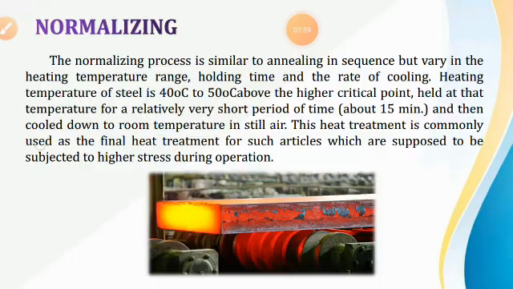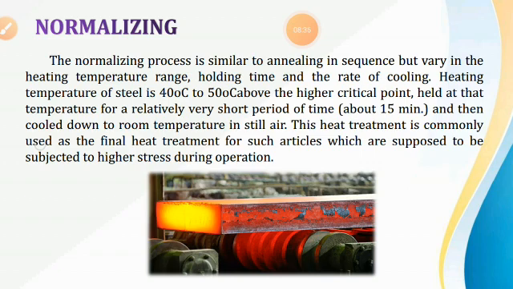Next one is normalizing. The normalizing process is similar to annealing in the sequence but varies in the heating temperature range. In the previous heating process, we already discussed annealing and its four sub-types. The temperature of process annealing is different and that of spheroidizing annealing is different. In the same way, in normalizing the temperature range is different, and the holding time and the rate of cooling are also different.